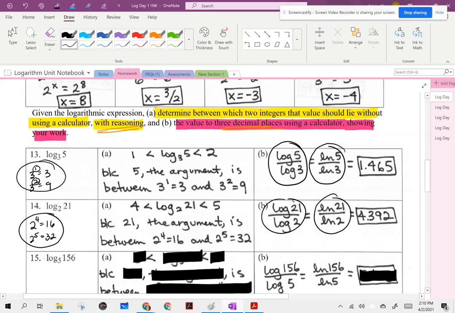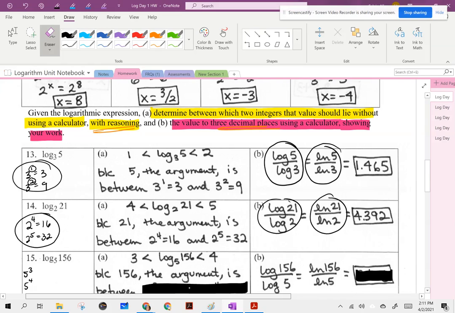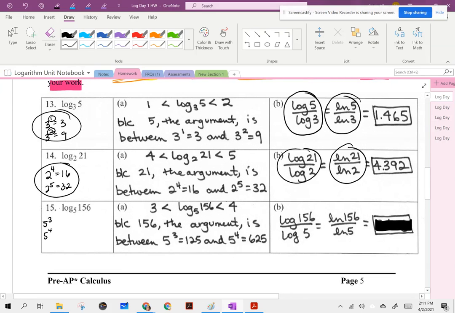All right, so we've got 5 to what power and 5 to what power? Let's see, 5 to the third is 125. And then 5 to the fourth is, I think, 625. So log base 5 of 156 is going to be in between 3 and 4 because 156, which is the argument, is between 5 cubed, which is 125, and 5 to the fourth. And so again, here we have log 156 over log 5, ln 156 over ln 5, and we've got 3.138.